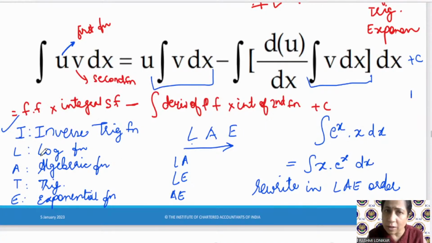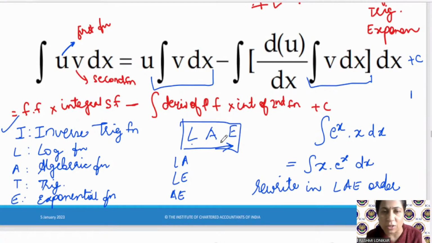But since we don't have trigonometry, we just have to follow the LAE rule. That is logarithmic, algebraic, and exponential. So if I have a logarithmic and an algebraic function, I should follow LA. If I have a logarithmic and exponential, then I should follow LE. And if I have an algebraic and an exponential function, it should follow AE. Suppose my function is given as e raised to x into x dx, I should write the first function as an algebraic function and the second should be exponential, because I'll be following this rule. So I will write this as x into e raised to x dx.